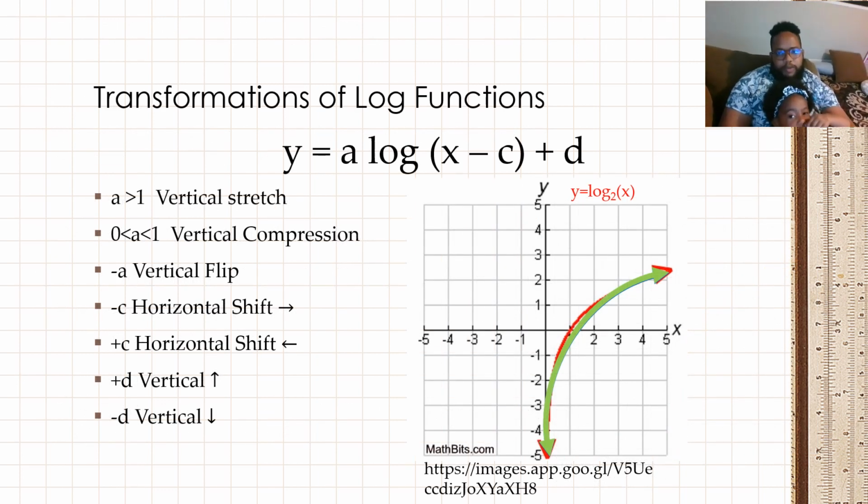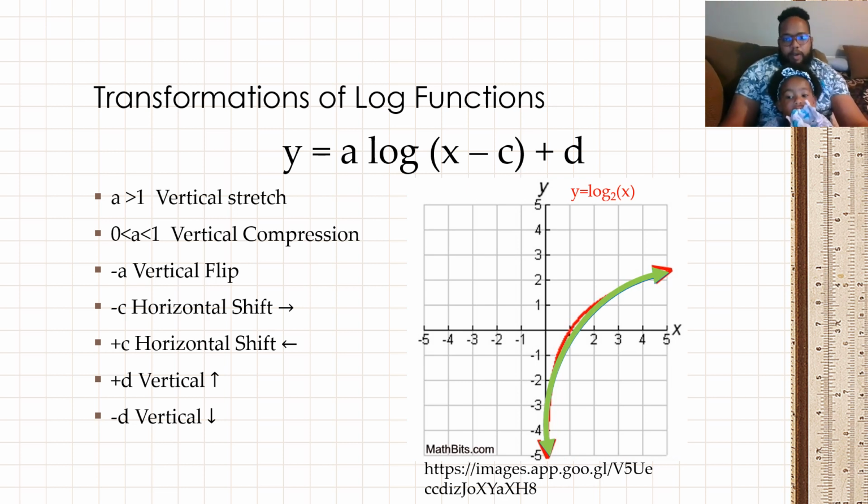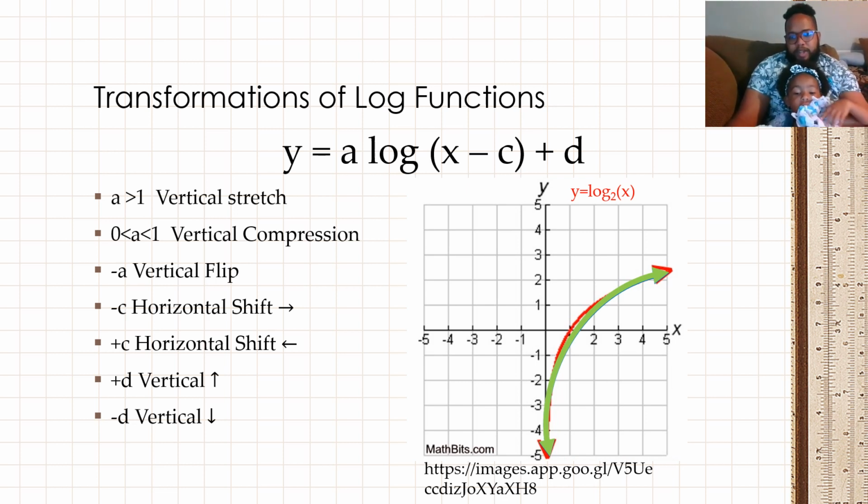So let's do a quick review of transformations. If I have a logarithmic function in the form y equals a log of (x minus c) plus d, if a is more than 1, you have a vertical stretch. So if a was 2, you would stretch your graph by a factor of 2. If a is between 0 and 1, you have a vertical compression. So if a was a half, you'd compress it by a factor of a half.